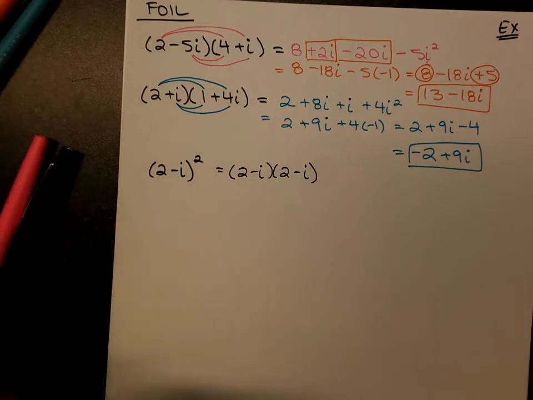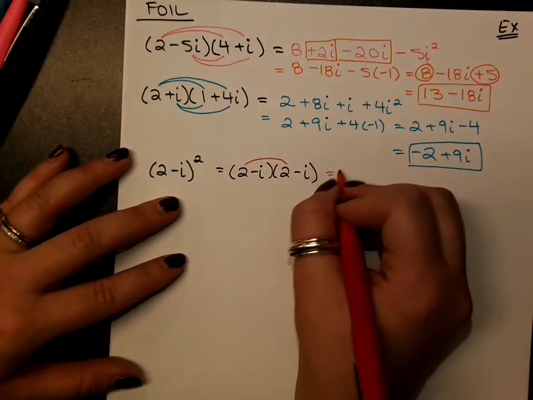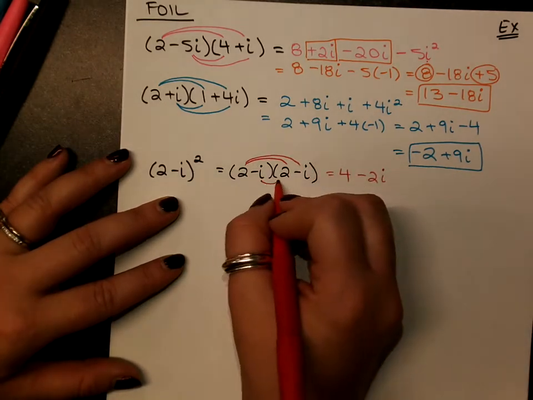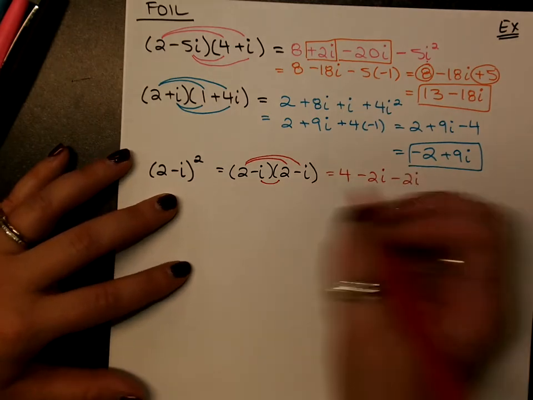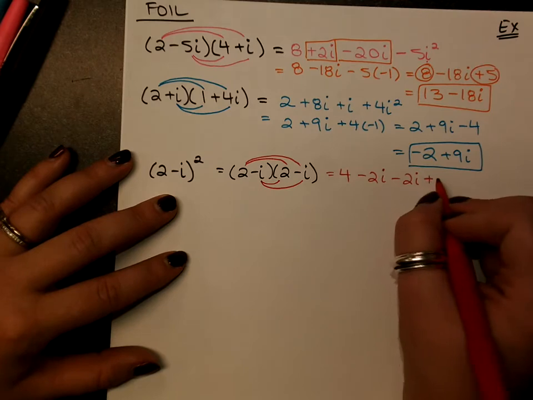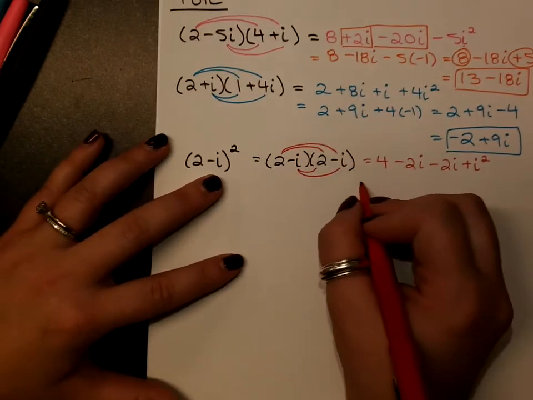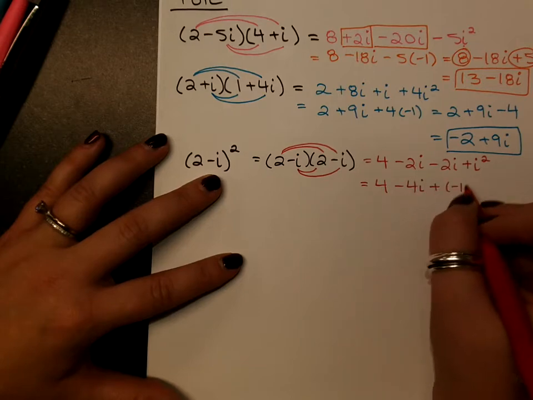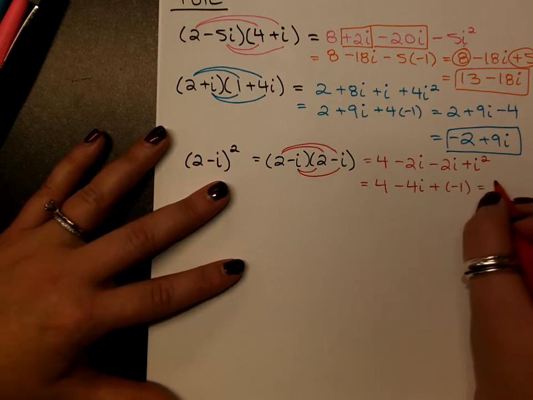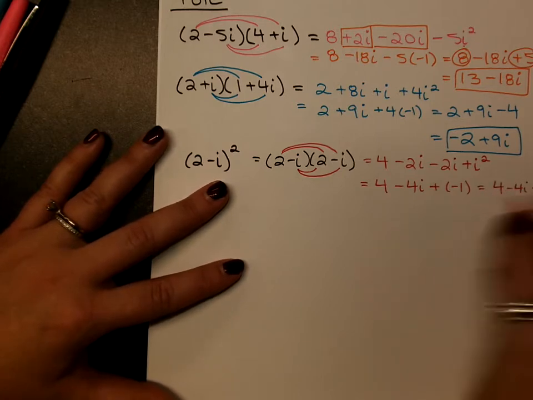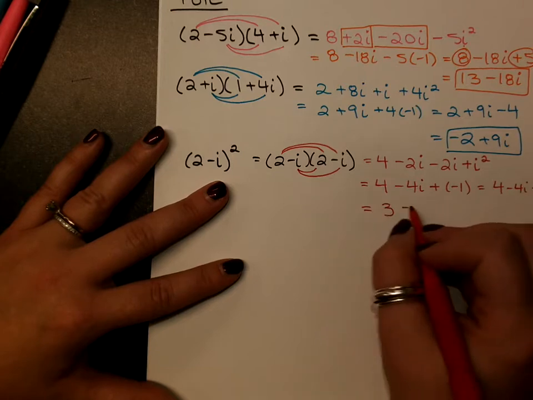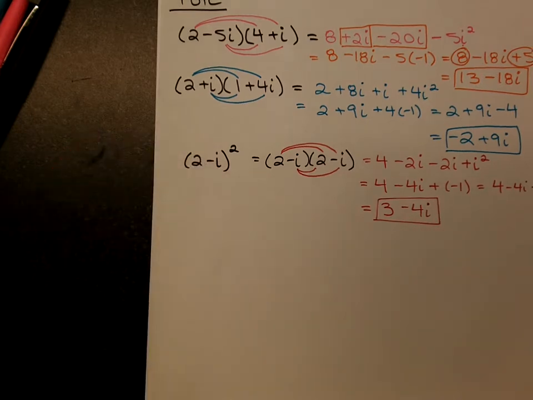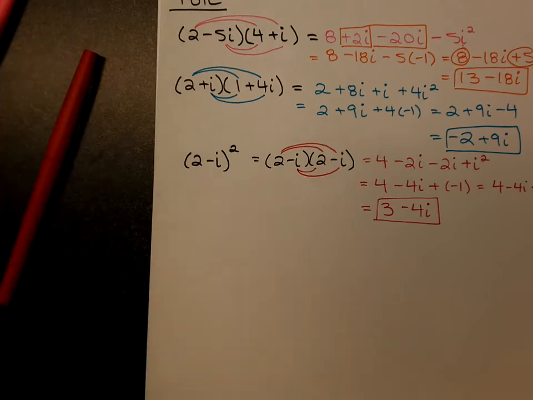Then you have to FOIL. 2 times 2 is 4. 2 times negative i is minus 2i. Negative i times 2 is also minus 2i. Negative i times negative i is positive i squared. This becomes 4 minus 4i plus negative 1, or you can just write minus 1. So this is 4 minus 4i minus 1. So your final answer would be 3 minus 4i. So when you have a binomial squared, make sure to write it out and FOIL it out.